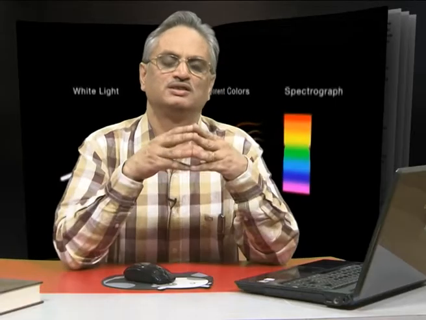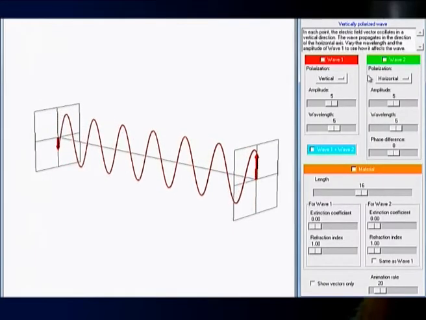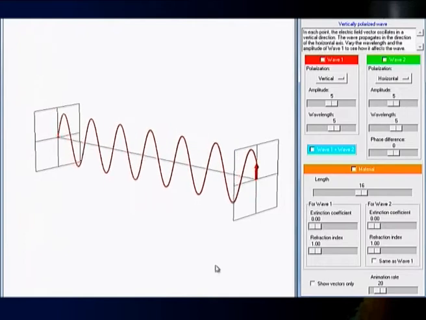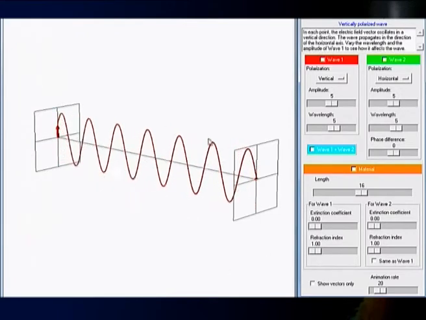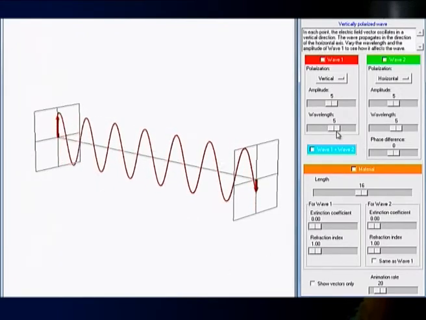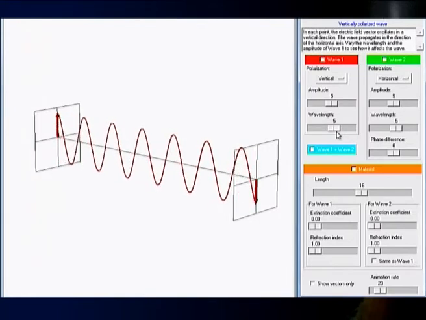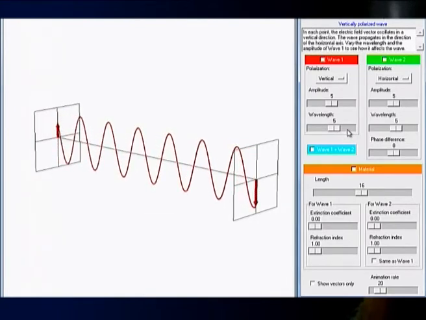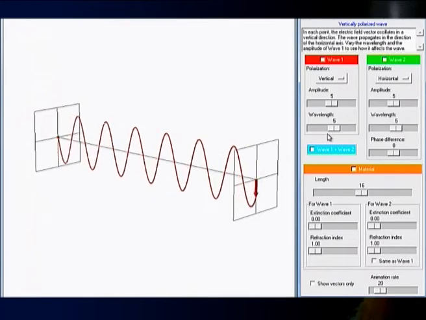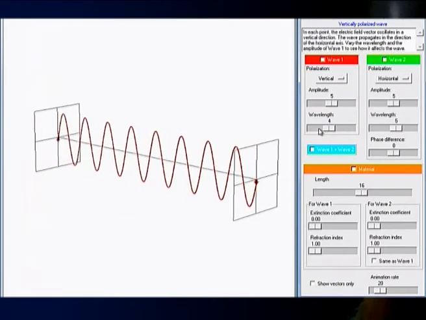So, we just said the frequency and wavelength are inversely related. As the wavelength goes up, the frequency goes down and vice versa. Let's try to have a look at it. The current animation here is with a wavelength of about 5 units on this particular software. Now, suppose I decrease the wavelength. Let's see what happens. I am decreasing it to 4, to 3, to 2.